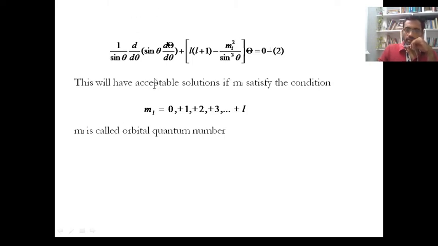Here what we can say from this equation is that this equation will have physically acceptable solution only when ml equal to 0, plus or minus 1, plus or minus 3 etc., or plus or minus L. That is, the value of ml and L into L plus 1, that is the coefficient of the capital theta term here, isn't it? L into L plus 1 minus ml square by sin square theta, that is the coefficient of capital theta here, isn't it?